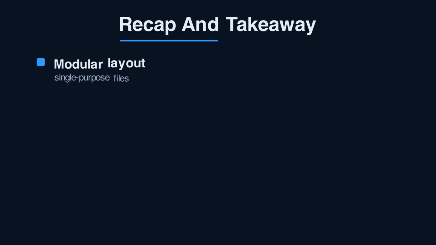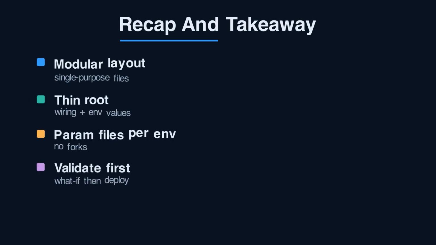To recap: design a folder layout with one module per resource. Write modules like functions with typed inputs and explicit outputs. Keep main.bicep thin and let it wire dependencies through outputs. Drive environments with parameter files instead of forks, and always run what-if before you deploy.